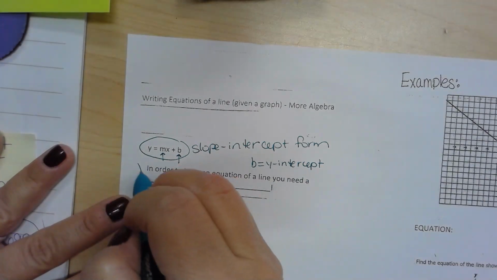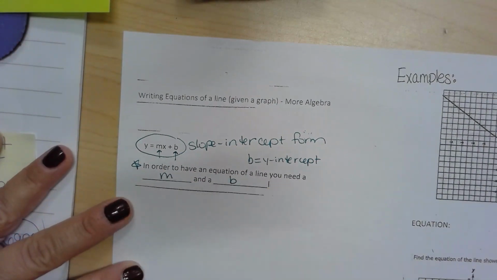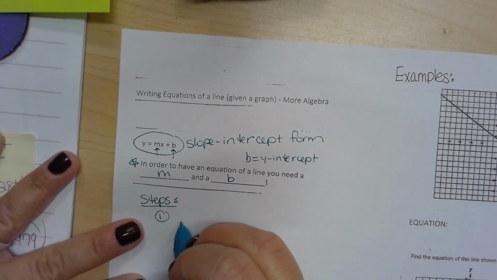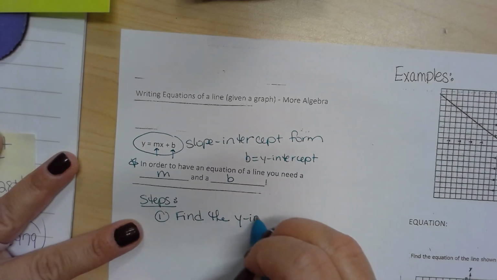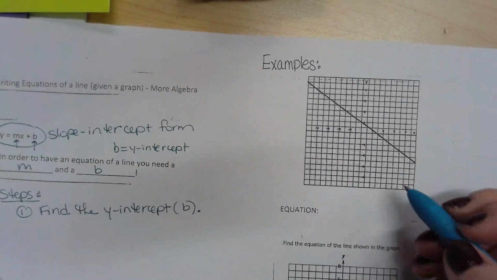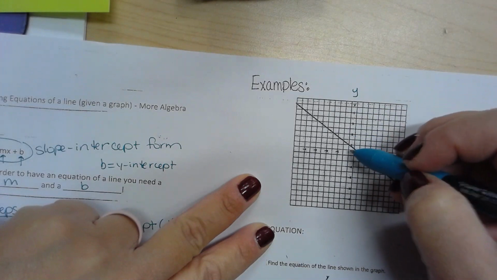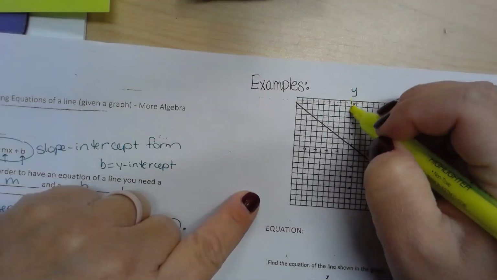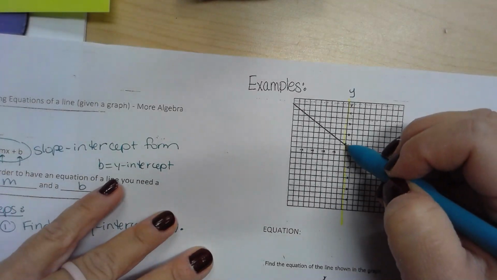In order to have an equation of a line, think about what you need. I need my m and I need my b. Usually what we find first is we locate the y-intercept. If you don't know what a y-intercept is, it's where your line crosses the y-axis. I'm going to highlight this. That's the y-axis.